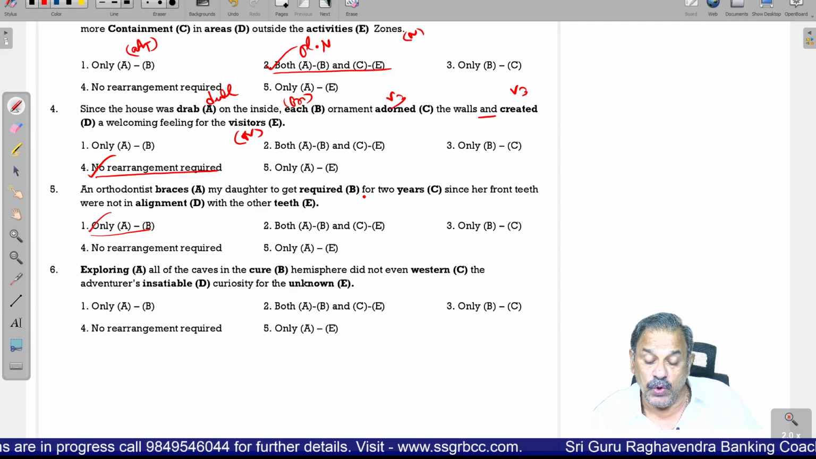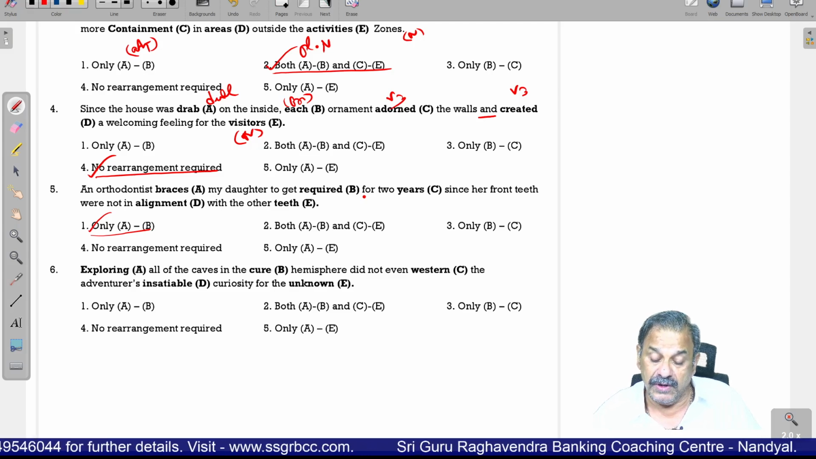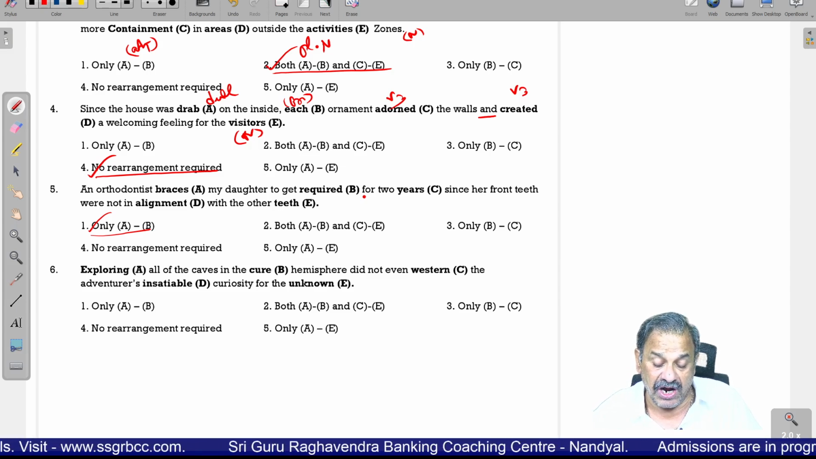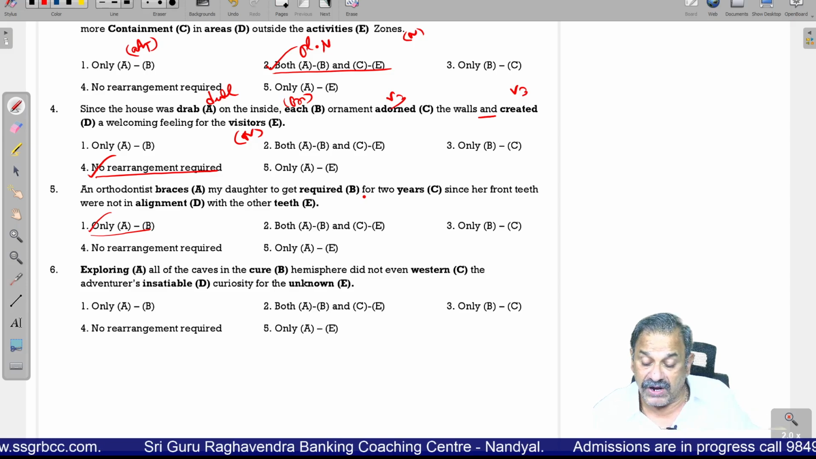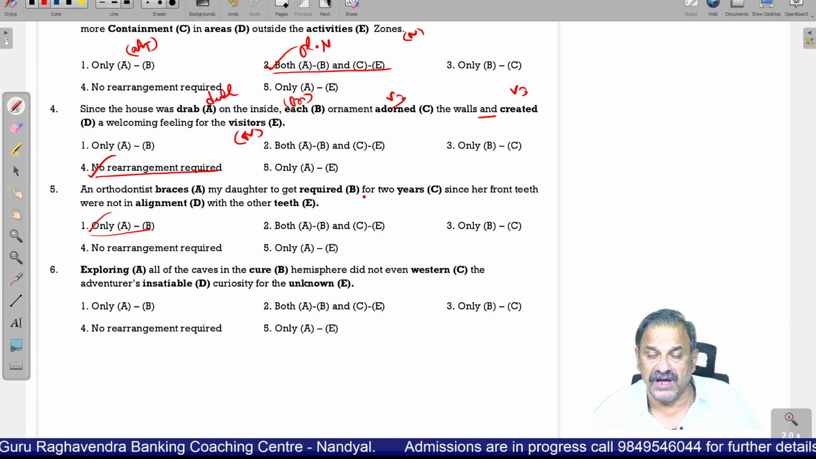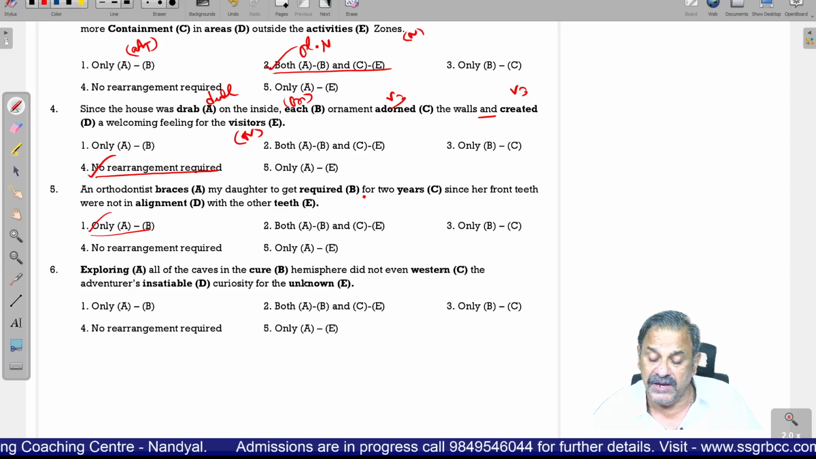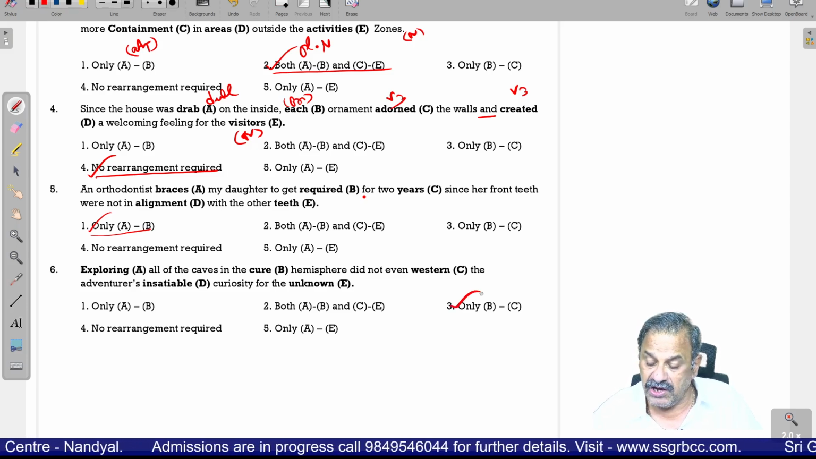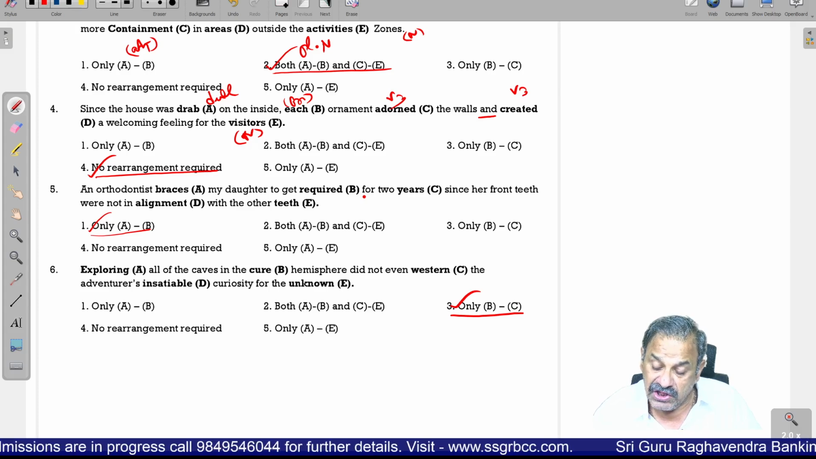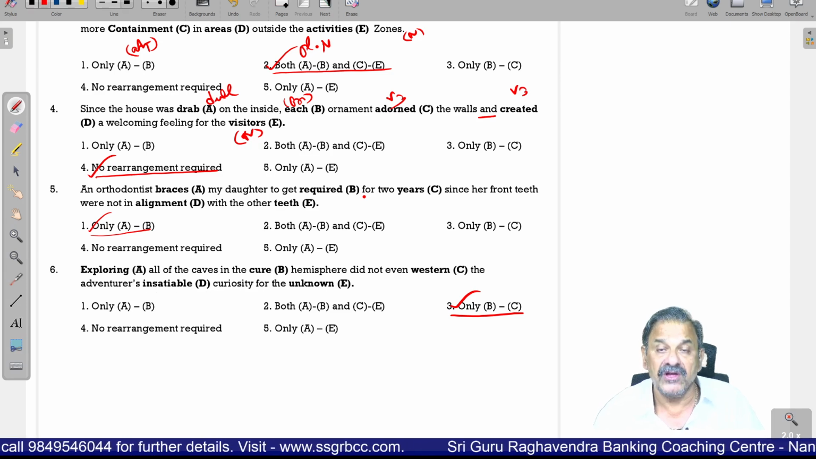Then exploring all of the caves in the western hemisphere did not even cure the adventurer's insatiable curiosity for the unknown. Here, hemisphere: western hemisphere or eastern hemisphere, southern hemisphere, northern hemisphere. So definitely B and C must be exchanged. When you go for B and C, automatically which one is correct? Third.